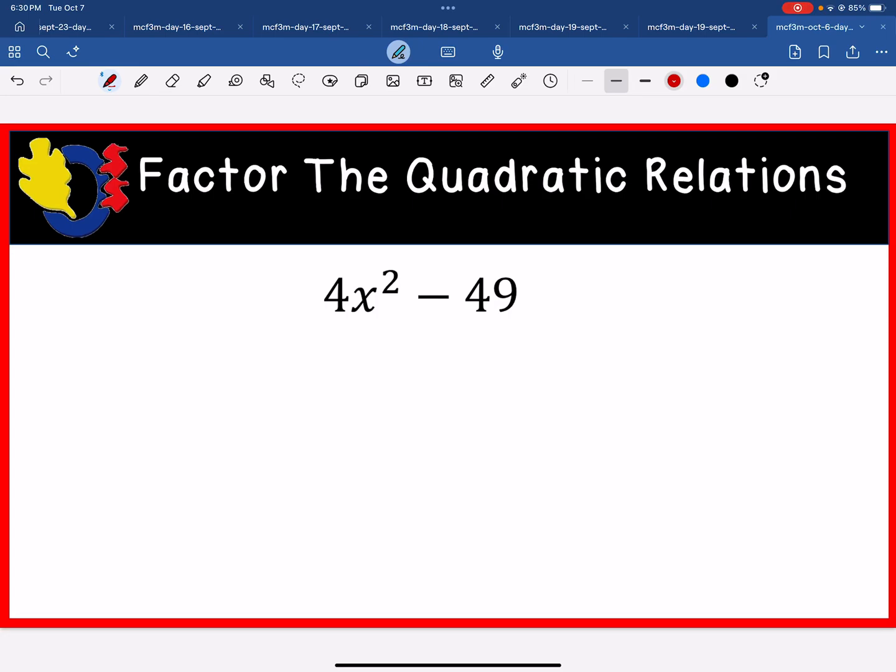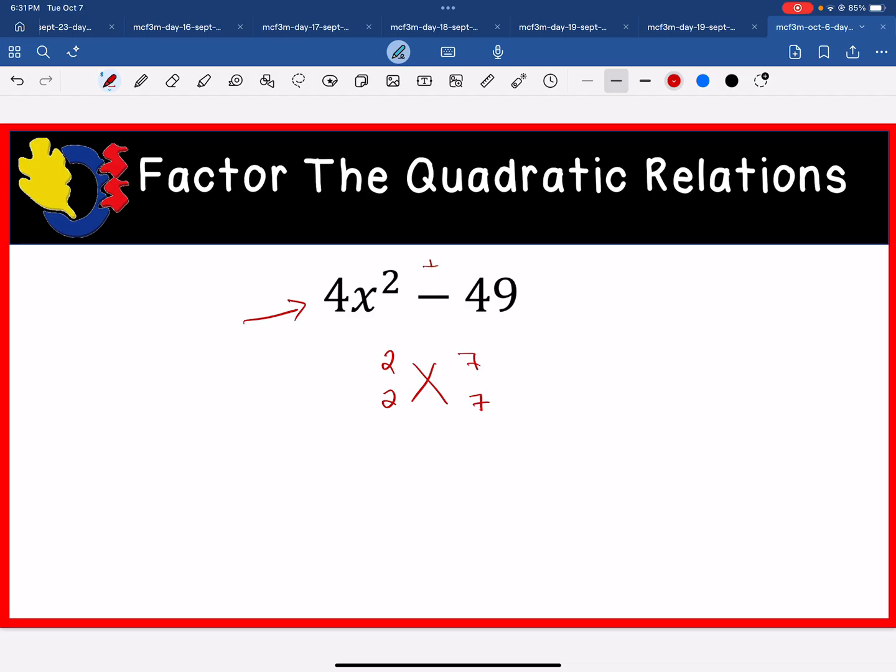Hi everyone, we are going to look at factoring differences of squares when a is not 1. So the a value this time is 4 instead of 1. The first thing I'm going to notice is that 4 is a perfect square and 49 is a perfect square. Okay, so if we make our little crisscross here, I'm going to take the square root of each of those numbers. So 2 and 2, 7 and 7.